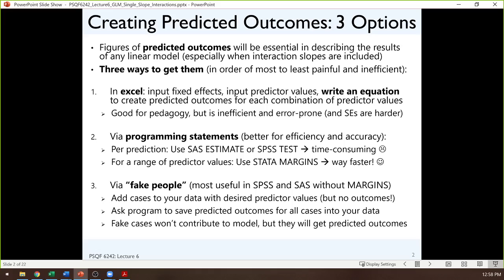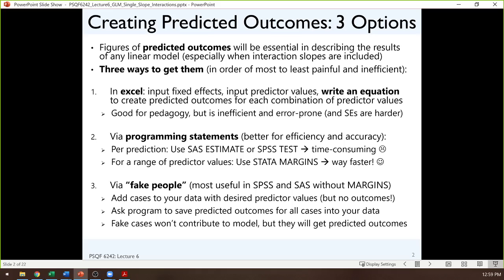Or you may be actually wanting to make predictions for people in future samples. There are 3 different ways of going about this, and they are ranked here from most to least painful.